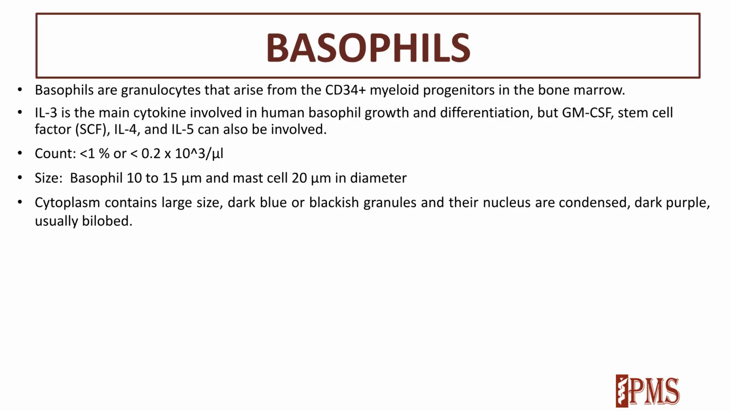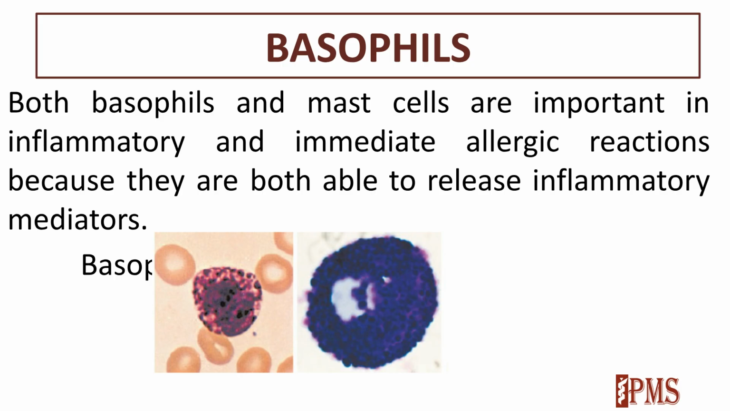IL-3 is the main cytokine for their growth and differentiation. They constitute less than 1% of total white blood cells and are 10 to 15 micrometers in size, with dark blue or blackish granules. Both basophils and mast cells are crucial in inflammatory and immediate allergic reactions, as they release inflammatory mediators.